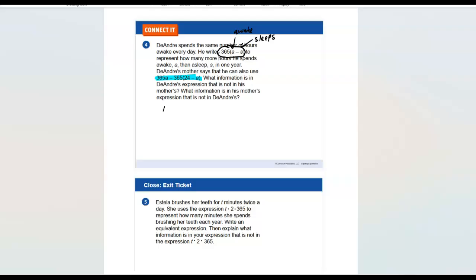Really, the only difference here is mom says 24 minus A is, okay, that's your sleep, right? And so she's saying if you do 365A minus 365 times how much you sleep, you'll get how much you're awake. That makes sense. And DeAndre is simply saying, in his, if I did 365 times A minus S, it's the same thing, because if I distribute here, I'll get 365A minus 365S. Both will give us the amount of hours that he's awake.